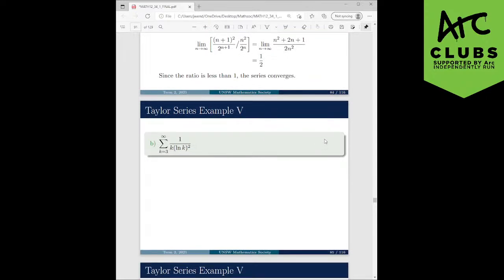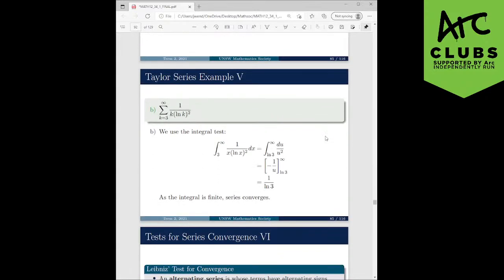Next series here, 1 over k times (ln k) all squared. And that looks horrifying, but integral test. So the integral test, you swap out your formula there for f of x. So now it's 1 over x (ln x) all squared. And you integrate from 3 to infinity. Just integrate over whatever bounds your original infinite series had. So, originally 3 to infinity. You keep those same bounds.